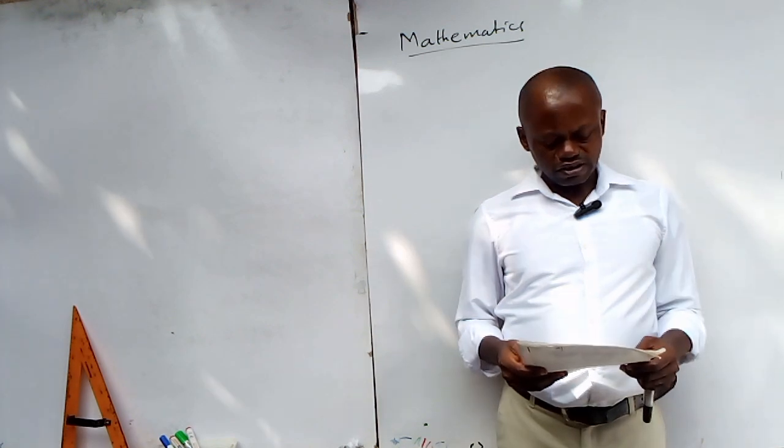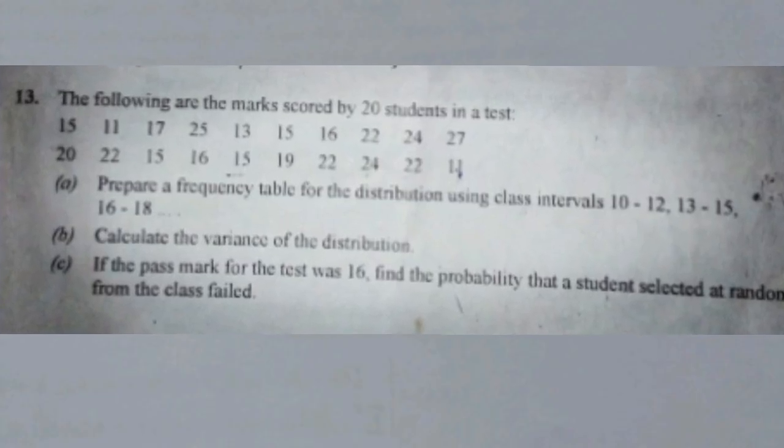So this question 13 says, the following are marks scored by 20 students in a test. The information is provided there. A, prepare a frequency table for the distribution using class intervals 10 to 12, 13 to 15, 16 to 18, and so on and so forth. B, calculate the variance of the distribution. And then C, calculate the pass mark for the test. D, if the pass mark for the test is 16, find the probability that a student selected at random from the class failed.